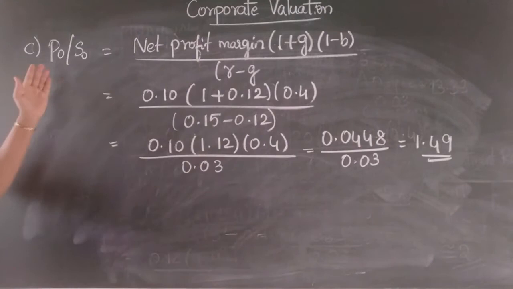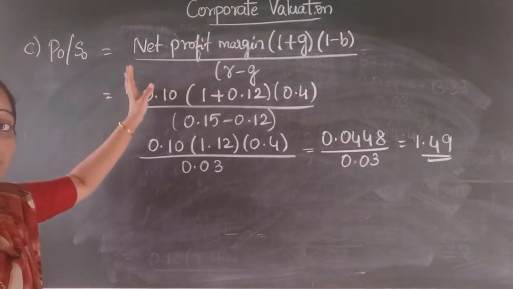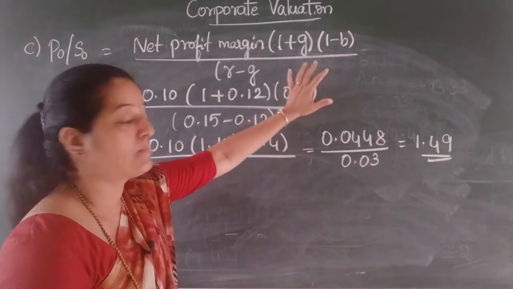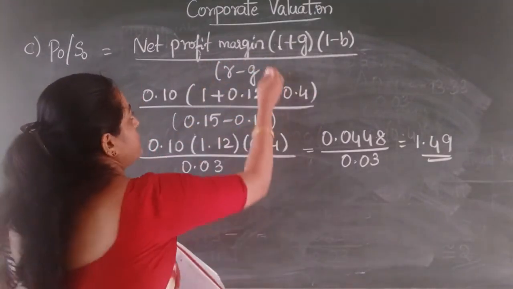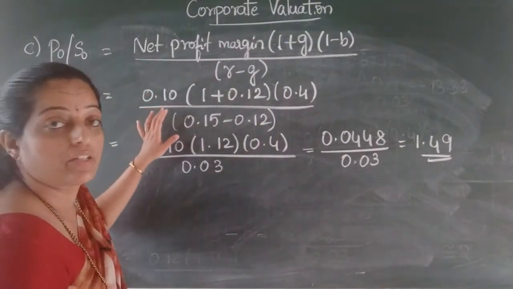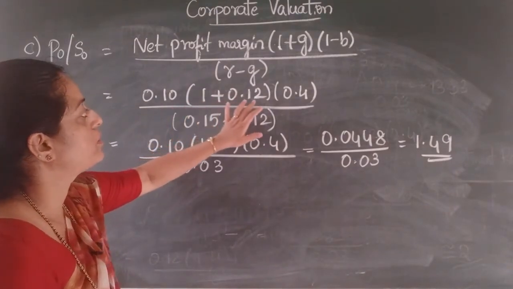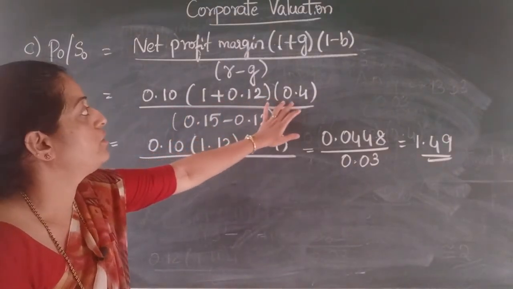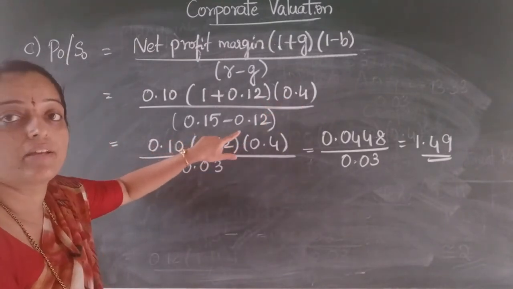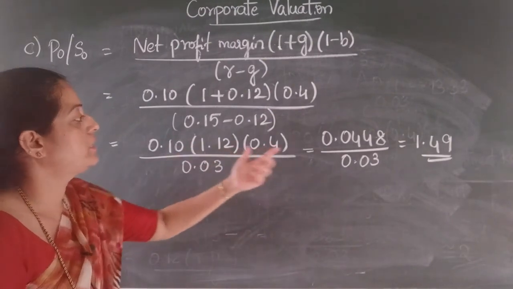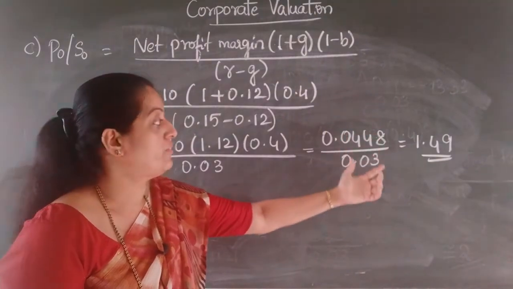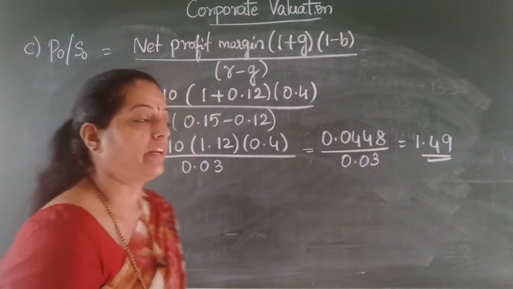Once again I will explain. P naught by S naught is the price to sales ratio, net profit margin multiplied by 1 plus G into 1 minus B divided by R minus G. Put the values in the equation. Net profit margin is 0.10 into 1 plus G, 12%, into dividend payout ratio 0.4, divided by 0.15 minus 0.12. So the numerator value is 0.0448, the denominator value is 0.03. If we divide, we get the answer 1.49.